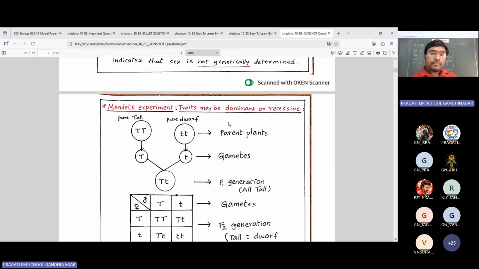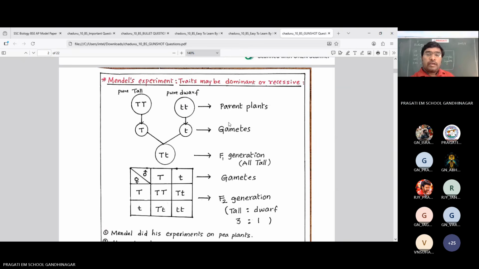Okay, next. Look at here, children. Monohybrid cross or Mendel's experiment tells about traits that may be dominant or recessive. In the monohybrid cross, this checkerboard is very, very important. Try to draw the table clearly. This is the way to represent it in your paper also. That's why I am giving it here. See how I have written it on the paper, children.